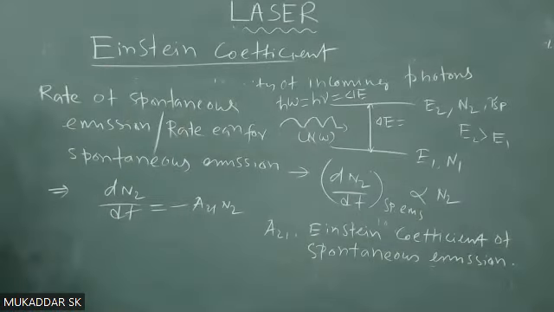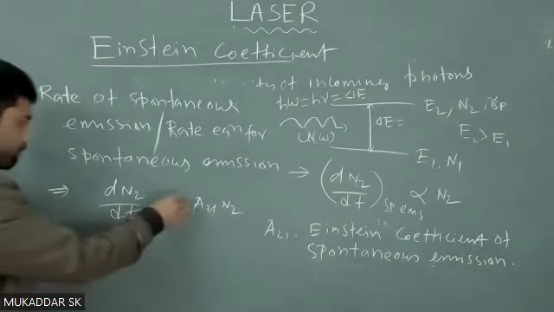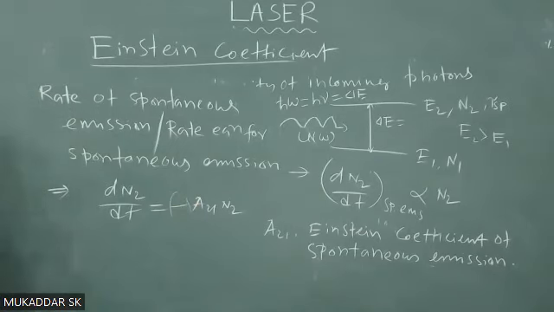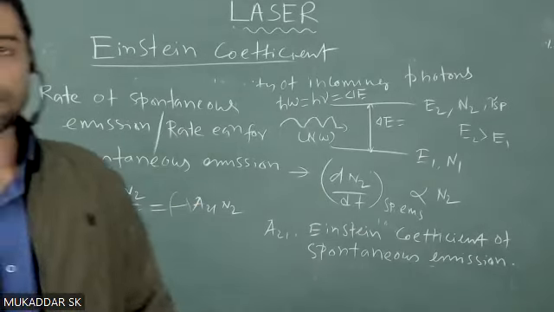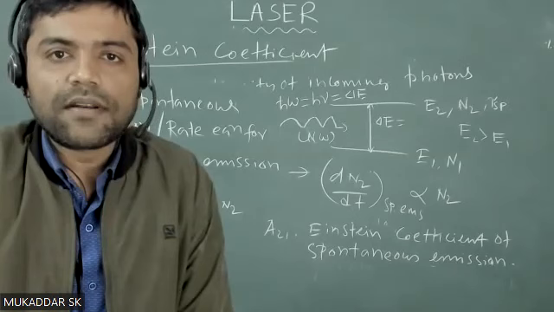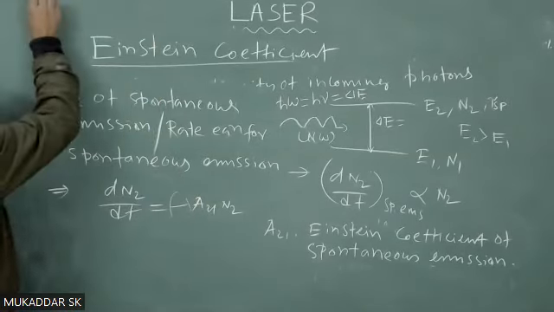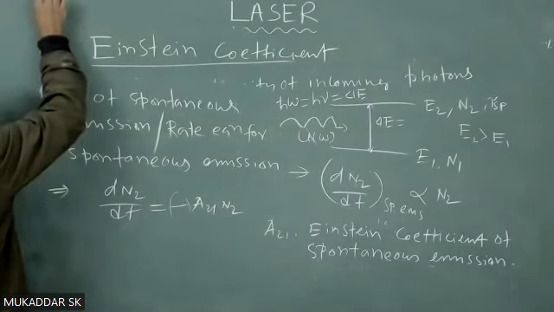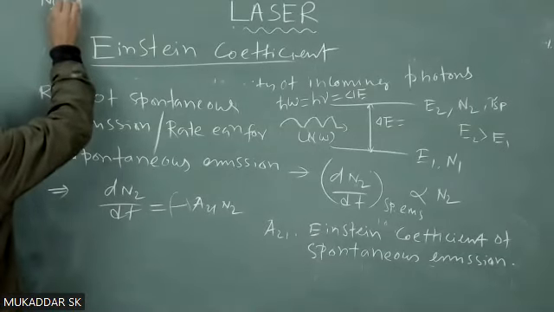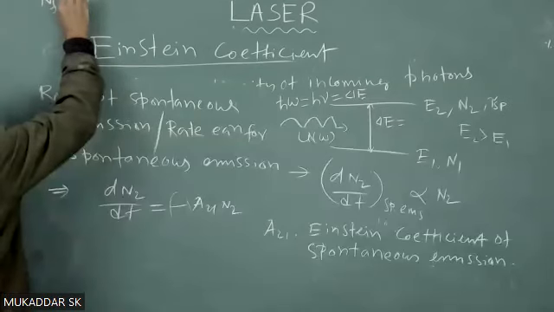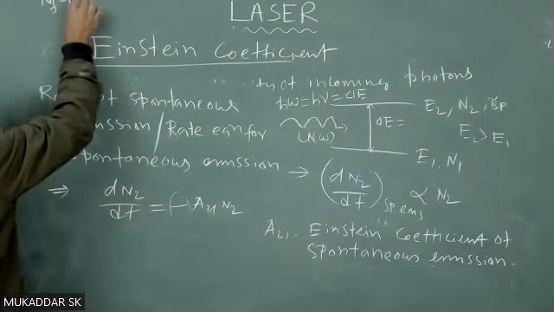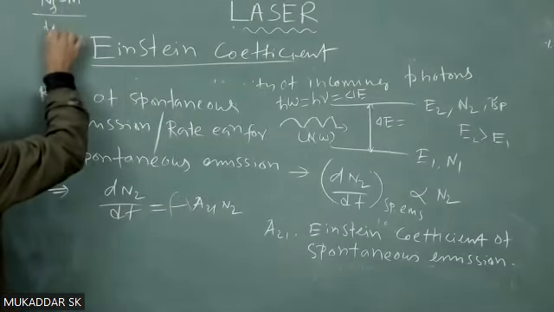Now, why is there a minus sign? Because the minus sign is telling us that with progressive time, the population of N2 is decreasing with this process. dN2 by dt, or dN by dt, is nothing but the final population minus the initial population, divided by TF minus TI.